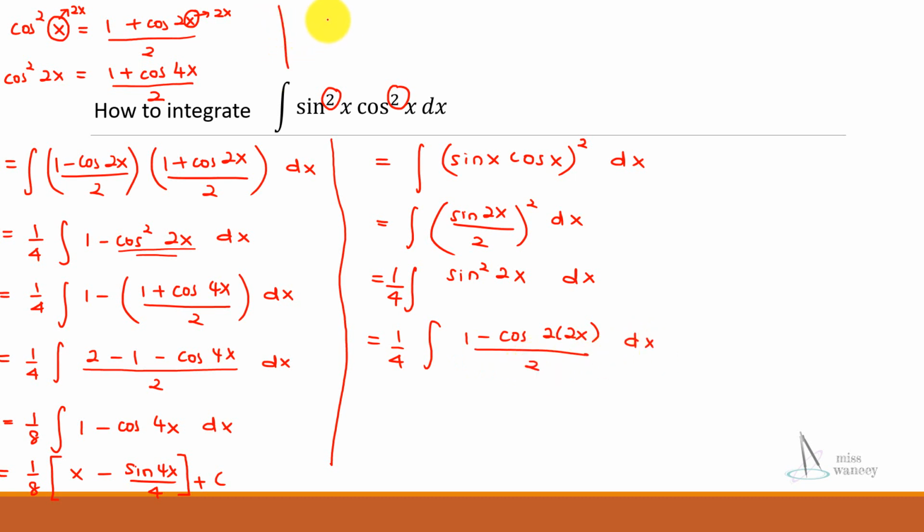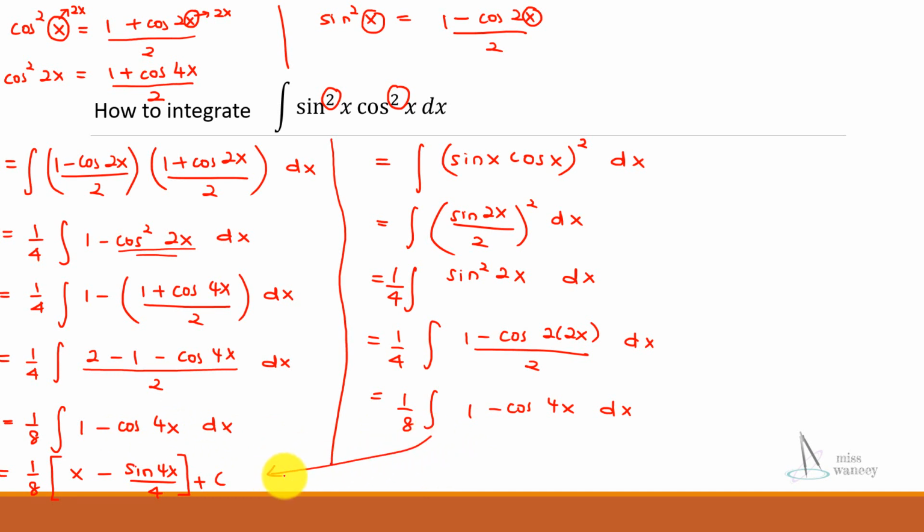So let's say we have sine square of x, so sine square of x is 1 minus cos of 2x over 2. So if I have sine square of 2x, change the x to become 2x. So that is how we get 1 minus cos 2 times 2x over 2 dx. So let me bring the 2 outside. So we have 1 over 8. Integrate 1 minus cos of 4x dx, which is similar to what we have here. So if you integrate this, again we are going to get the same answer.